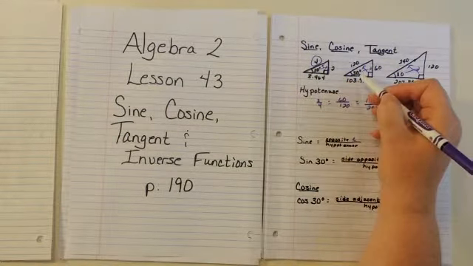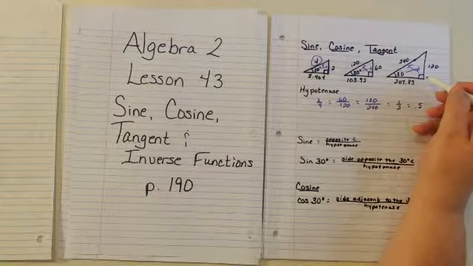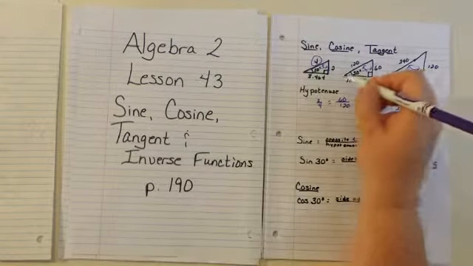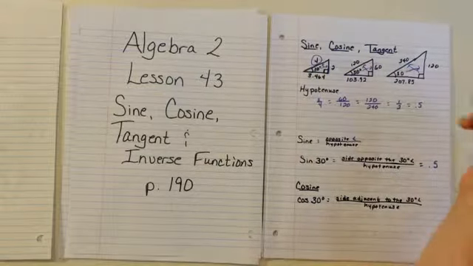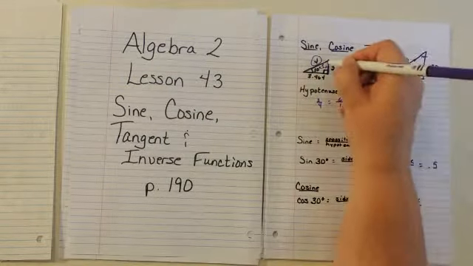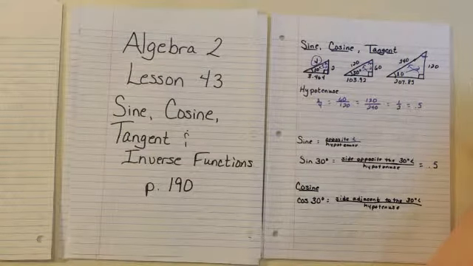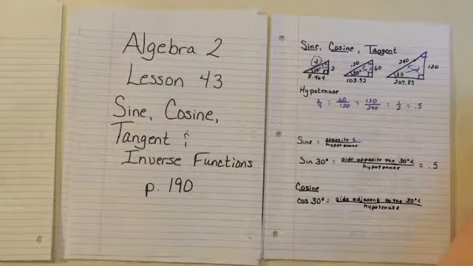Each of these triangles has a 30-degree angle, and therefore these are similar triangles. Because this angle is the same in all three triangles and this angle is the same in all three triangles, that means this angle has to also be the same, right? We've talked about that before. So these are similar triangles, which means that the ratios of the corresponding sides are going to be equal.